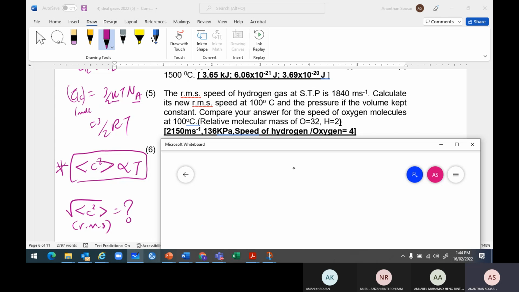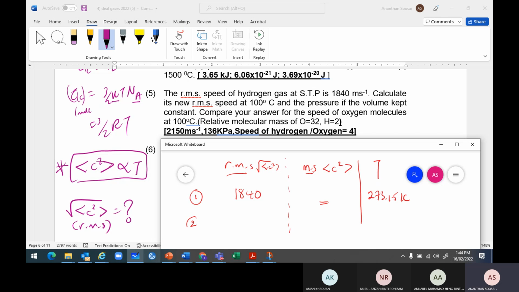So what they said: we get RMS speed, root mean c squared. This is the first one. Then we have mean square speed, the second one. And third, the temperature linked. For the first case, the standard temperature is 0 degrees Celsius. How many Kelvin? 273.15 Kelvin. When the temperature is 273.15 Kelvin, the root mean square speed is found to be 1840. We don't know the mean square speed.